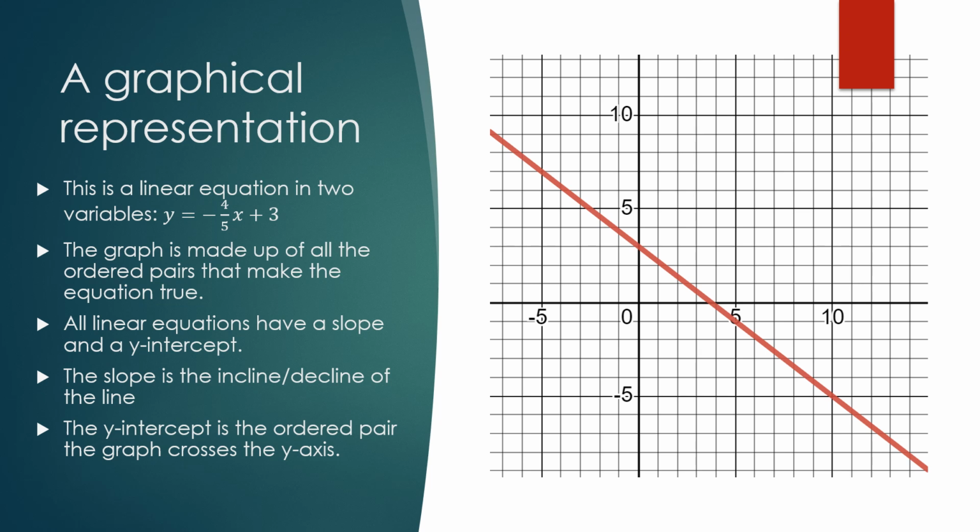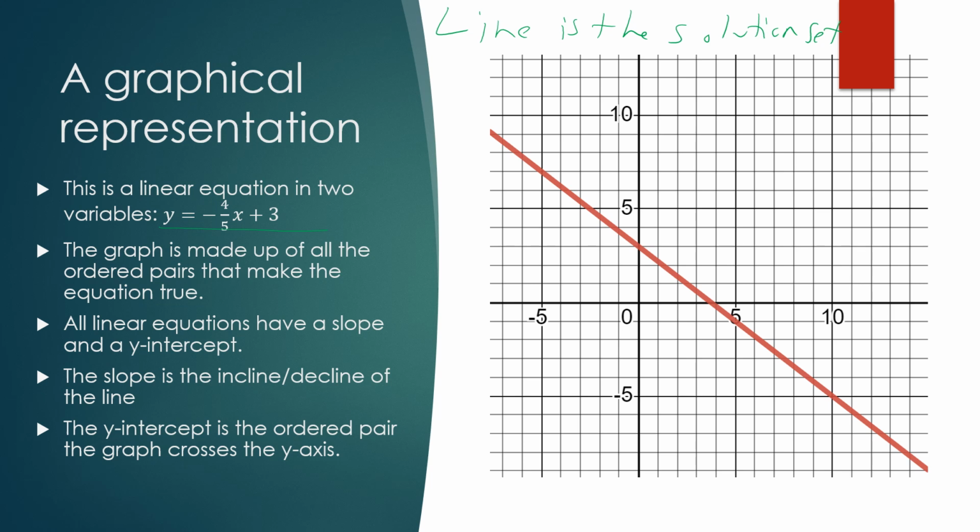Here we could say that the line is the solution set. Every single ordered pair on it is a solution to this equation.